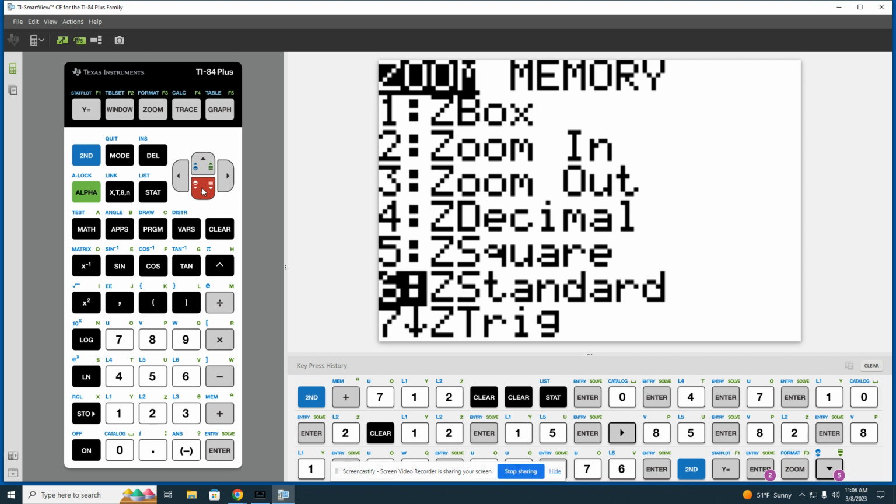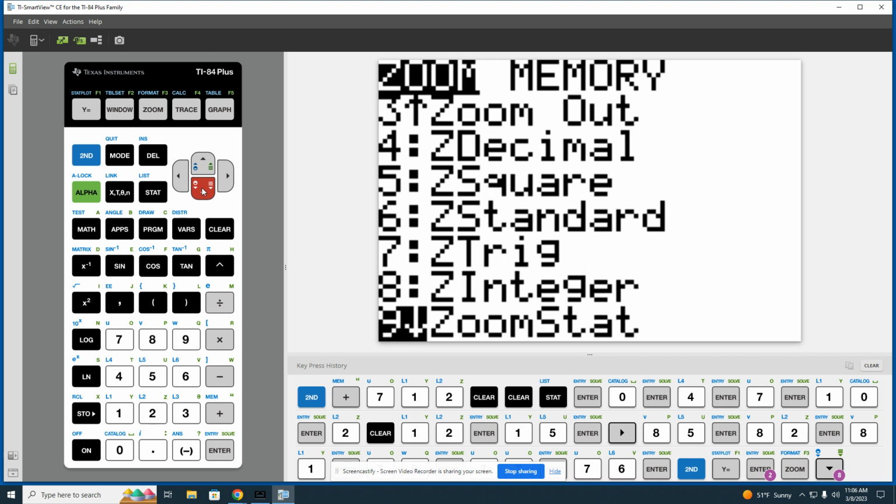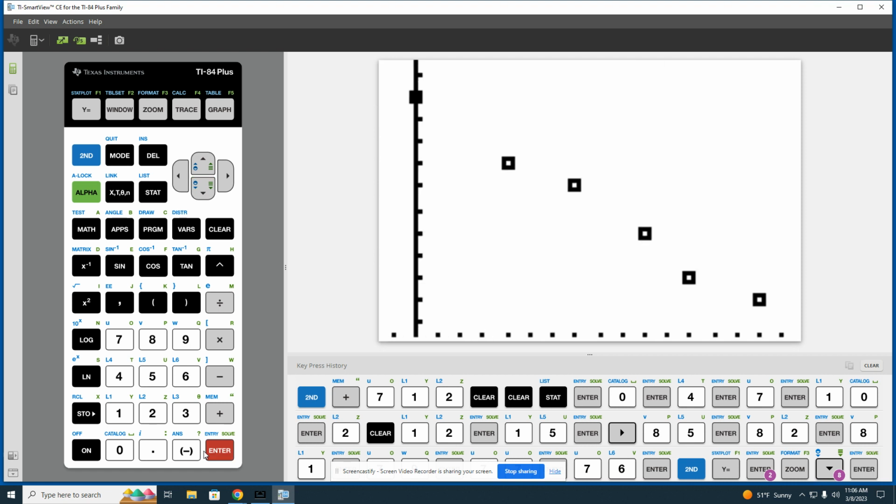Where did I enter the data? In stat. So guess what we're zooming on? We're zooming on stat, number 9. Push enter, and boom. There it is. There's the data. There are the ordered pairs we entered into stat. So we went to stat, edit, and we entered it. Then we turned our stat plot on. Then we zoomed in on the stat.